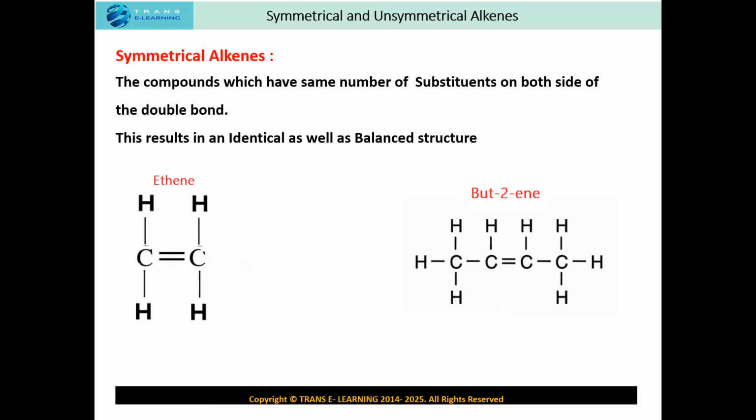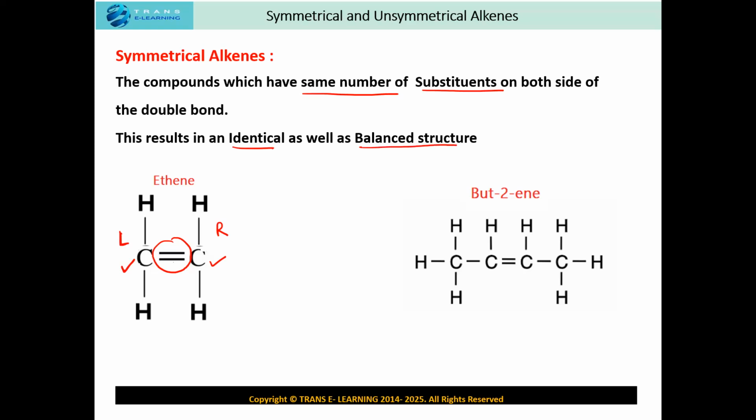Now, what are symmetrical and unsymmetrical alkenes? Symmetrical alkenes are the compounds which have the same number of substituents on both sides of the double bond. You can see here that this is a double bond and you have the same number of substituents. That means if I consider this as the left hand side and the right hand side of the double bond, here we have one carbon atom, here we have one carbon atom. This results in an identical as well as balanced structure.